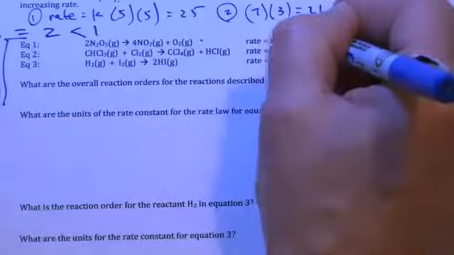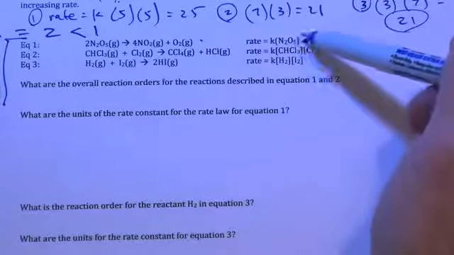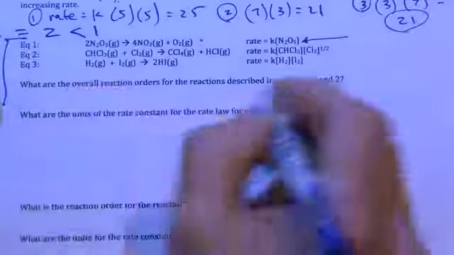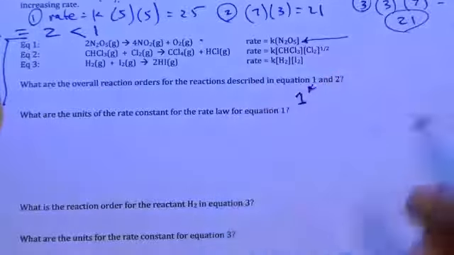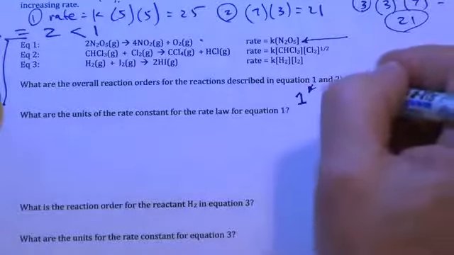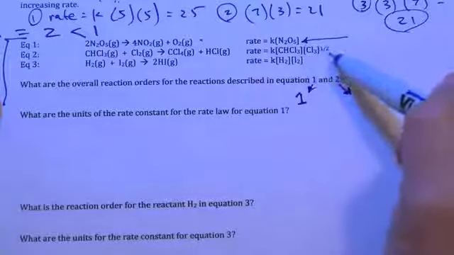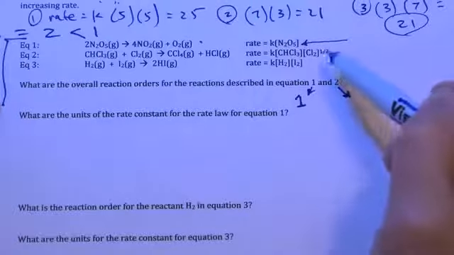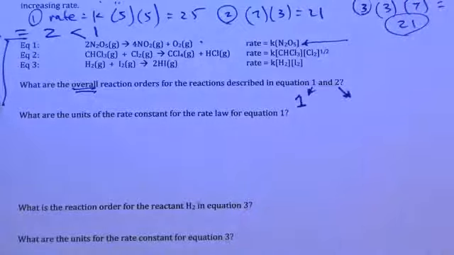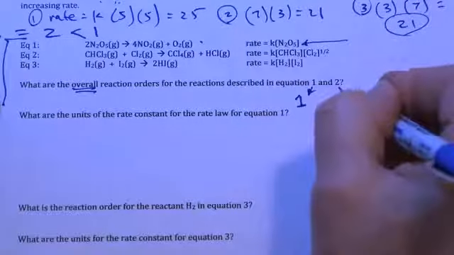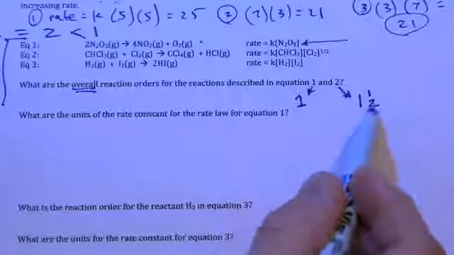So in equation 1, here's our rate expression. You'll notice that it's only dependent on N2O5, this reactant, and it's raised to the first power. So we say that for equation 1, the reaction has an overall order of, or exponent of 1. In reaction 2, you can see that CHCl3 is raised to the first power, and Cl2 is raised to the 1/2 power. Now, to find the overall reaction order, you take the 2 powers and add them, and 1 plus 1/2 is 3/2. So the overall order for equation 1 is 1, for equation 2 is 3/2.